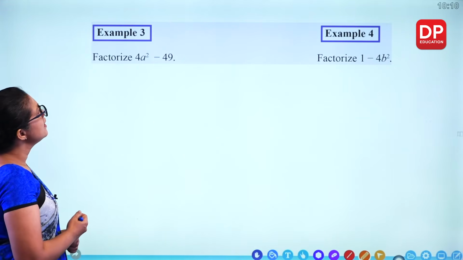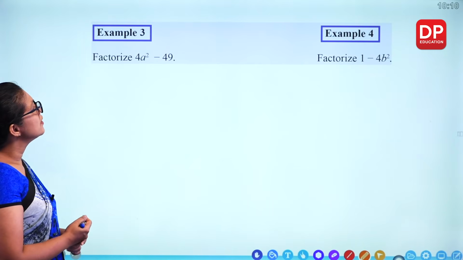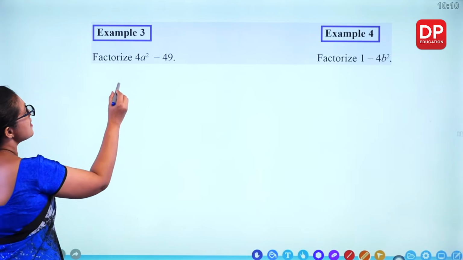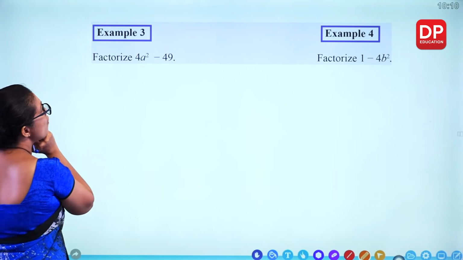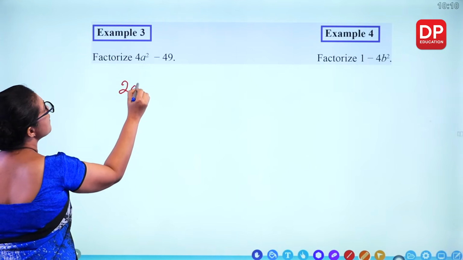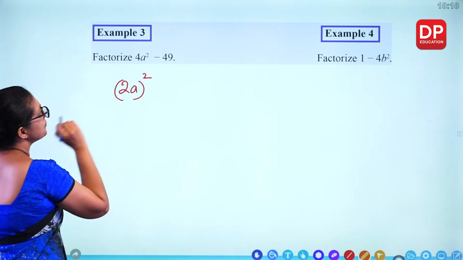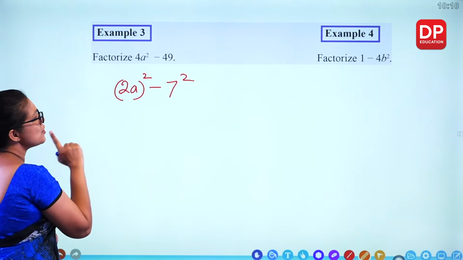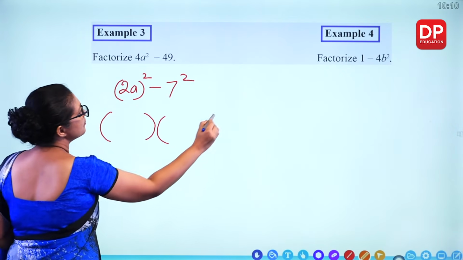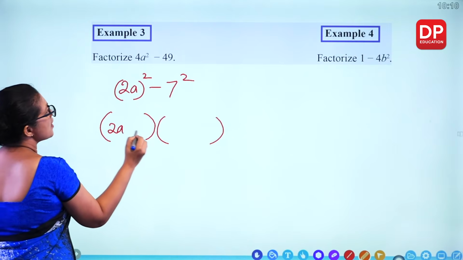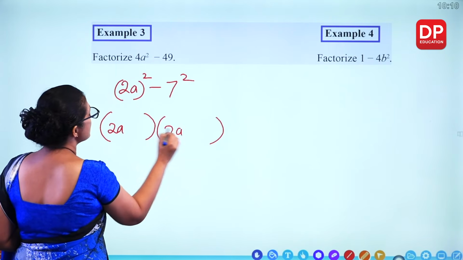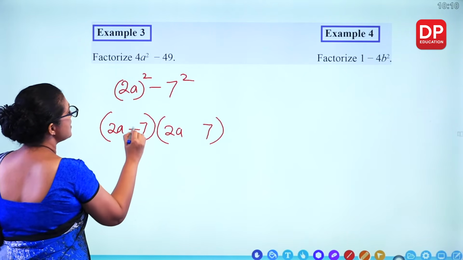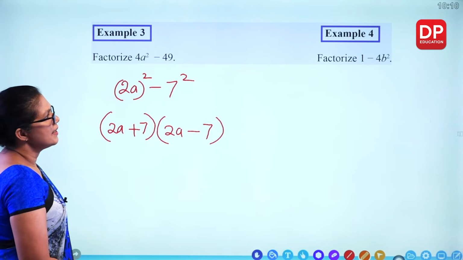Example number 3, two terms. So again, same thing. How can I write 4a squared as a square term? I can write 2a whole thing squared. 49, 7 squared. Difference between two square terms. 2a is one term and the other one is 7. One is positive, one is negative.